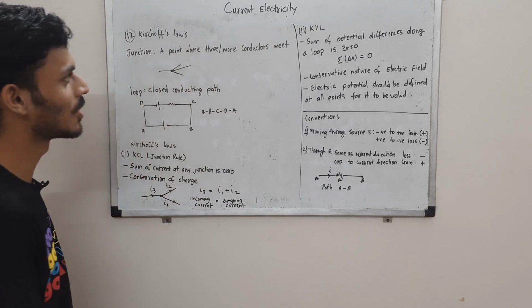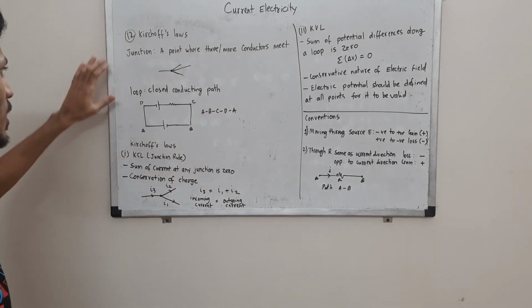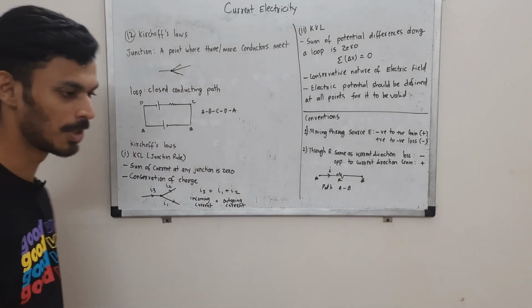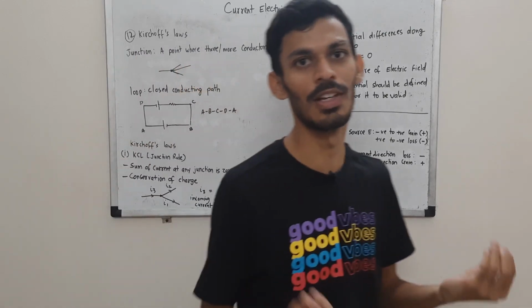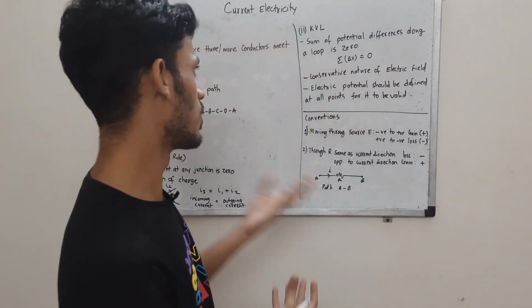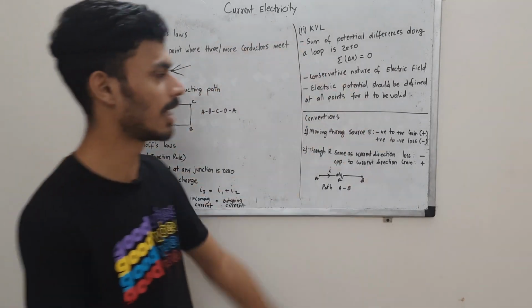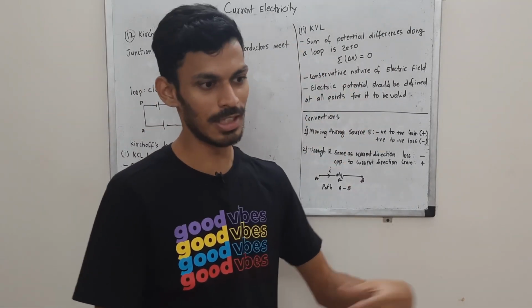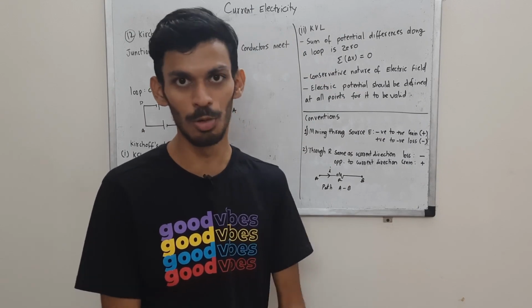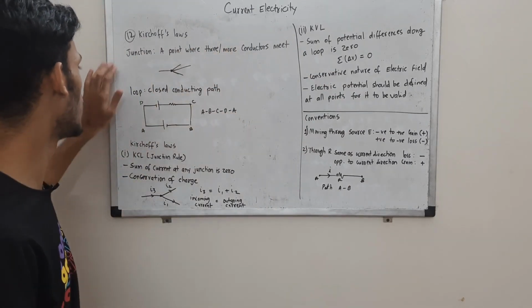Okay, so let's come to Kirchhoff's law. We have the junction and the loop. These are two terminologies which we have to define before we go to Kirchhoff's law, because the first Kirchhoff law is Kirchhoff's current law, which is the junction rule, and the second is Kirchhoff's voltage law, which is dependent on the loop. So let us learn what is junction and loop.